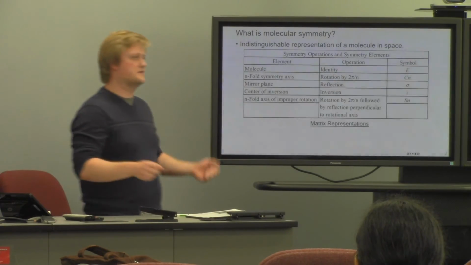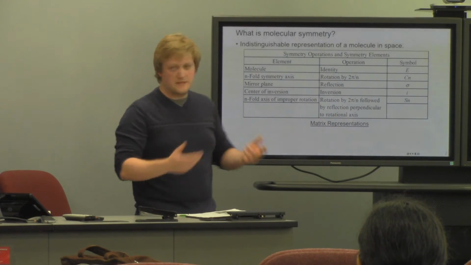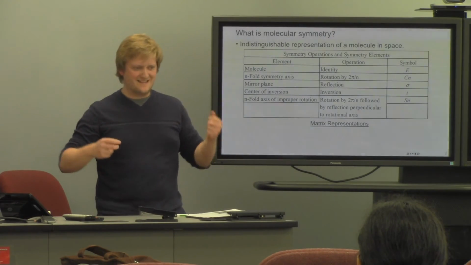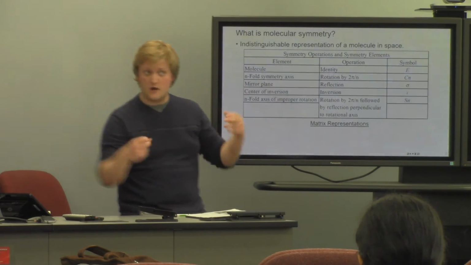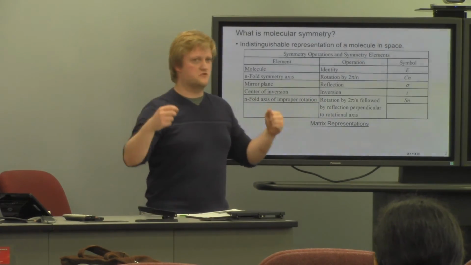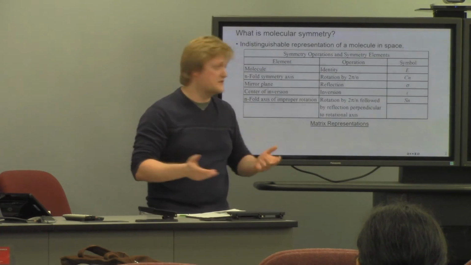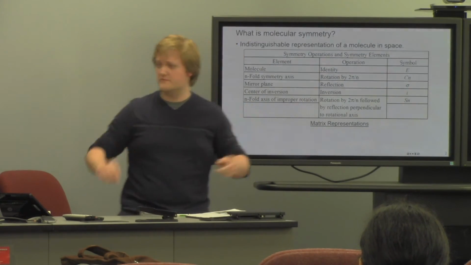But first, we need to get an understanding of what molecular symmetry is. Symmetry is simply an indistinguishable representation of an object in space upon the action of a symmetry operation. So when you apply this to molecules, it's molecular symmetry. Now, what are these symmetry operations? Well, there are 5 of them.